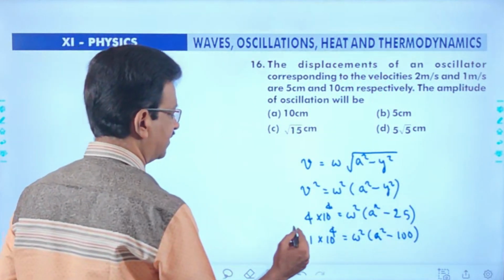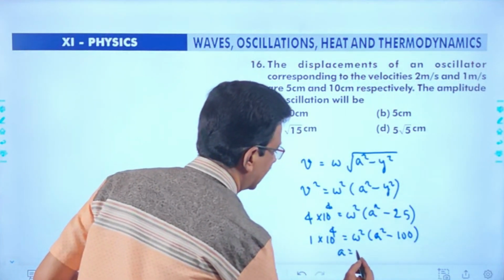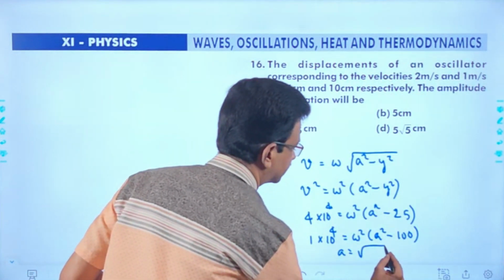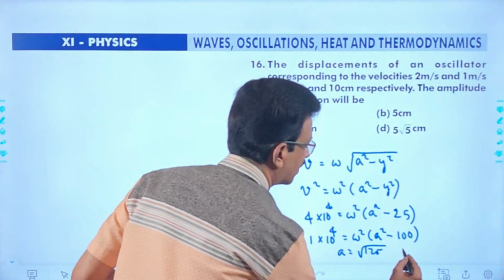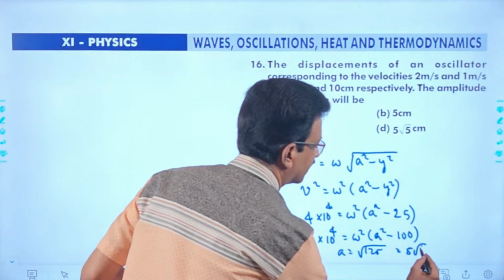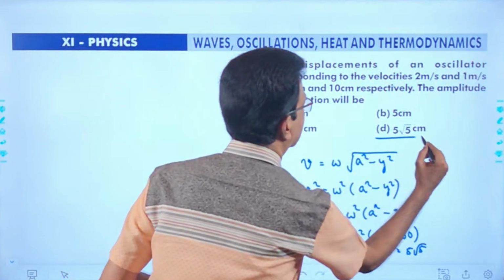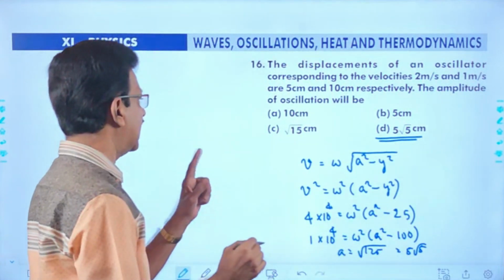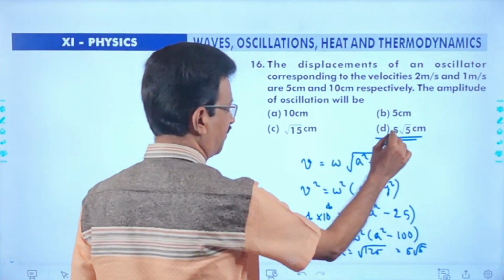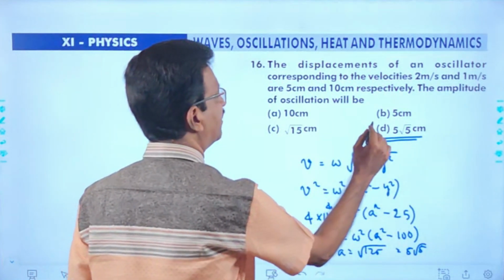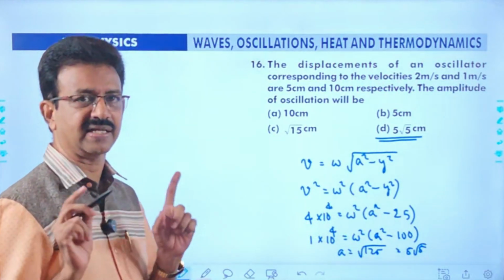Dividing, we get the value of A as root of 125 or 5 root 5. Therefore, the answer to this question is 5 root 5 or root of 125. D choice is the correct answer.